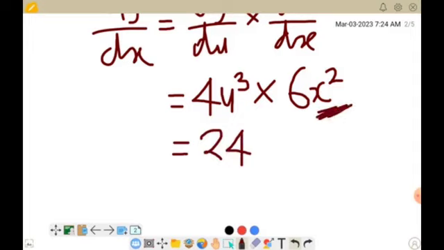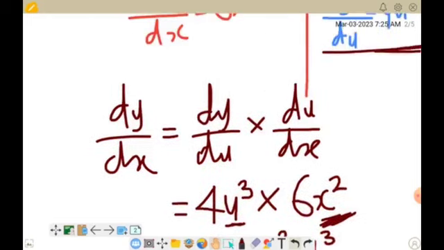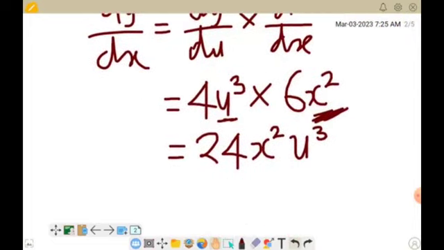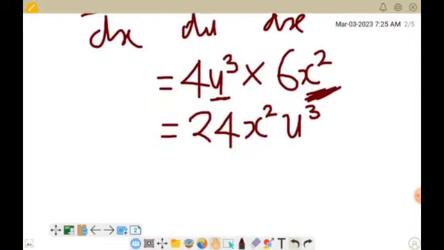term of x here forward to the power of 2, multiplied by, you find out that we have u cube left. So we write u cube. But don't forget that our u, we had earlier said that u should be equal to what? U should be equal to 2x cubed minus 6. So we will go back to what we have solved and input the value for u.